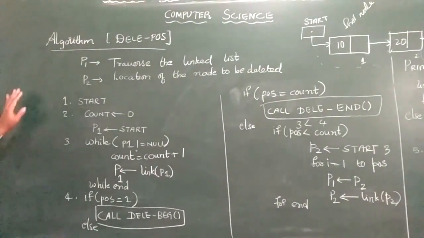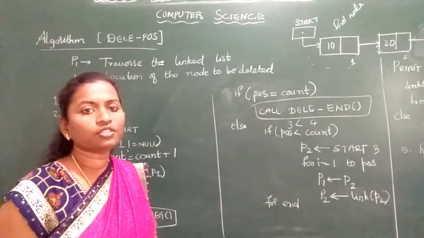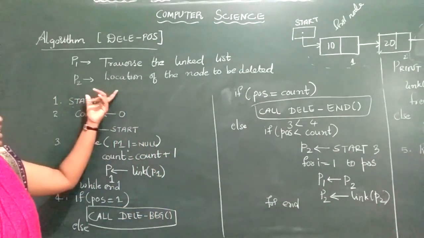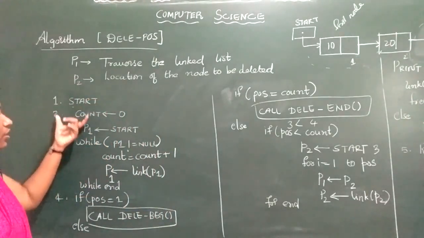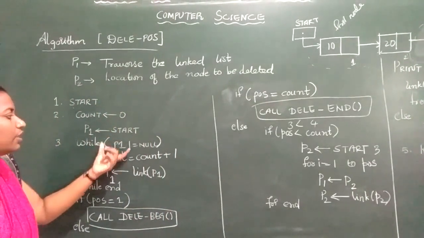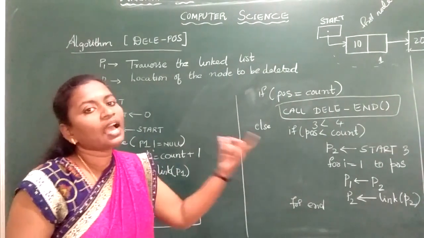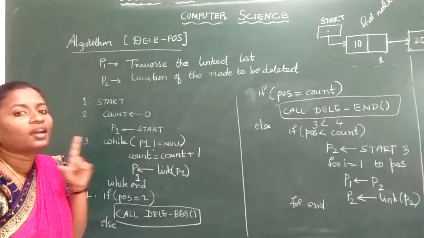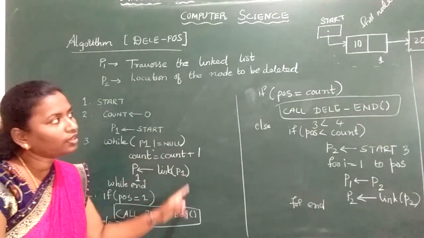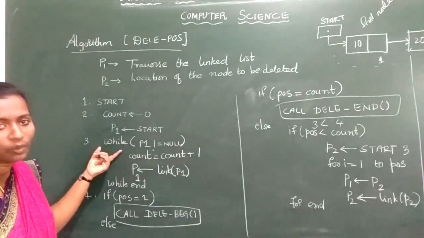Now you see P1 and P2 are nothing but two pointers. One pointer is used to traverse. P2 is at the exact location where the element to be deleted. Now initially I am using start. Count is equal to 0. This is to increment the count while traversing along the linked list. I am using P1 as my pointer to traverse the link, and as P1 visits each and every node, the counter gets incremented. That I have implemented by using a while loop.